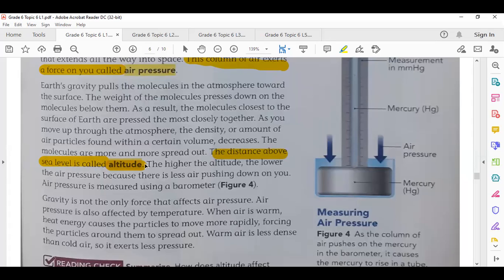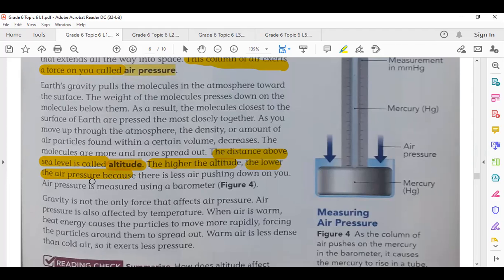Of course, this relationship is very important. The higher the altitude, what will happen to the air pressure? What do you expect? The lower the air pressure, because as you go up in the atmosphere, air pressure decreases. Why? Because as you go up, there are fewer air particles. There is less oxygen, less nitrogen, less water vapor, less argon as you go up in the atmosphere.